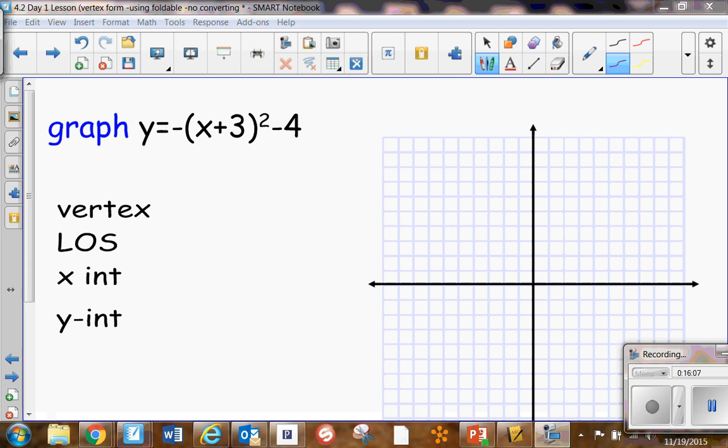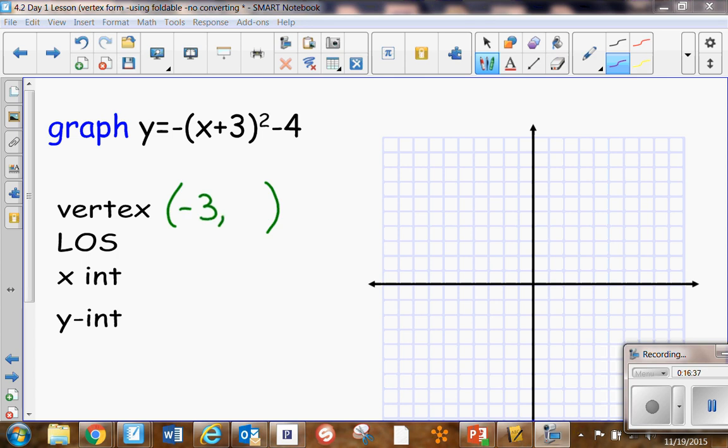All right, here we go. Let's try this one. I'm going to give you a couple of minutes to see how far you get on your own with this one. Again, notice it's in factor form. So the vertex is staring at you. The line of symmetry should be very obvious. X-intercept, y-intercept. First thing I'll do, my vertex is staring at me. Where's my vertex?